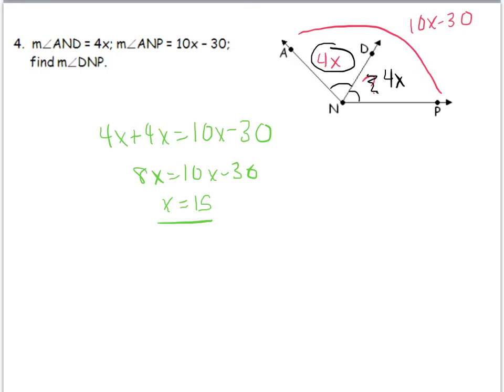All right, so you should have come up with x equaling 15. So if x is 15, now all I have to do is plug that in for DNP. DNP right here is being represented with a 4x. So the measure of angle DNP would actually be 4 times 15, which would give you 60 degrees.